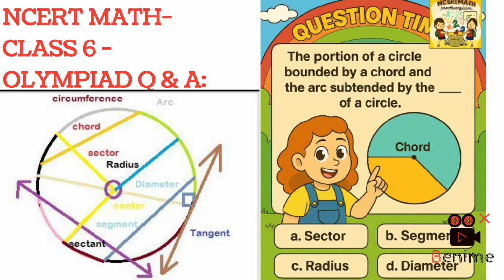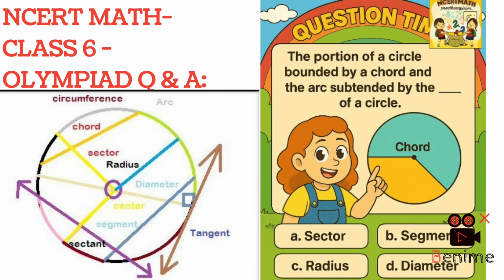A chord is nothing but a straight line segment that connects 2 points on the circumference of a circle. On the circumference of a circle there are 2 points and we are joining those 2 points by a line segment. That line segment need not pass through the center of the circle. Then coming to the arc. An arc is nothing but a portion of a smooth curve, most commonly a portion of the circumference of the circle.